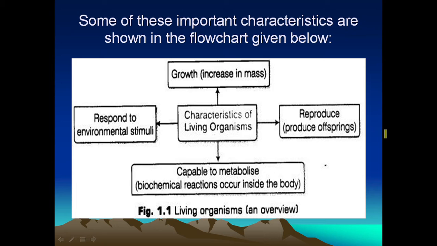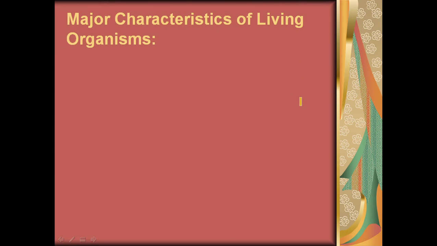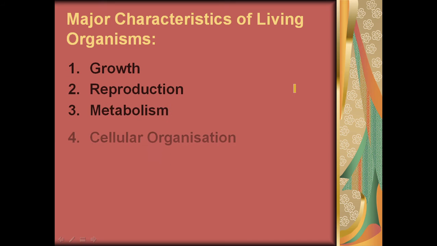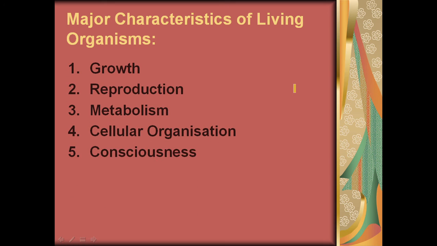Here is the flow chart showing the various characteristics of living organisms like growth, reproduction, metabolism, and response to environmental stimuli. Next, we will study the major characteristics of living organisms. These are growth, reproduction, metabolism, cellular organization, consciousness, and body organization.